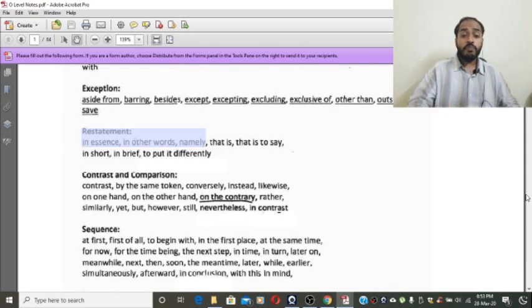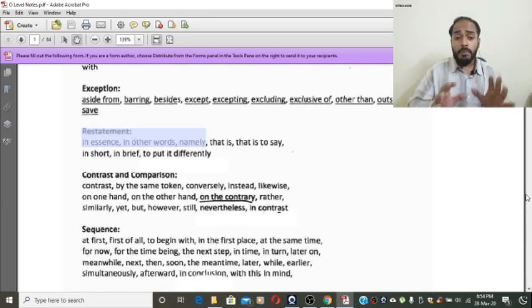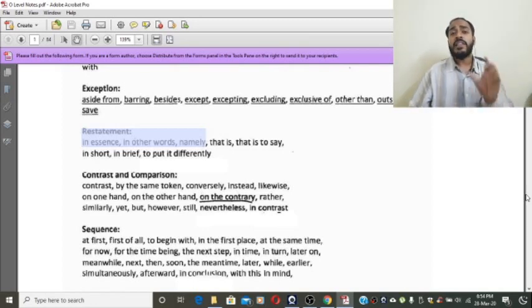Now, at first of all, to begin with, in the first place, at the same time, for now, for the next time being, the next step, these are the transitional words that you would want to use. Now remember, all these words can be written in the middle of the paragraph. It does not have to be in the beginning. Remember, there's transition word and there's transitional word.